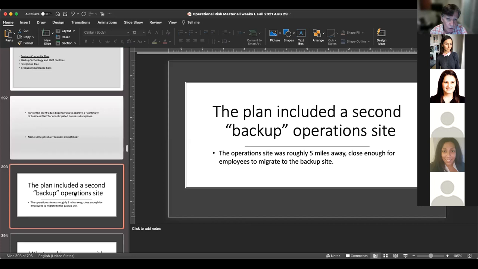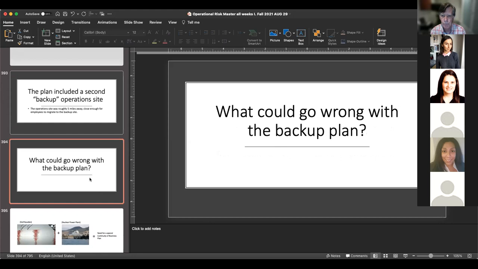So our backup plan included a second site where we had all the mainframe computers, so that if the first site went down, we would be able to use this backup site. And it was only 5 miles away, so the employees could go back and forth to the backup site and the main site. So it sounds pretty robust. What could possibly go wrong with that plan?